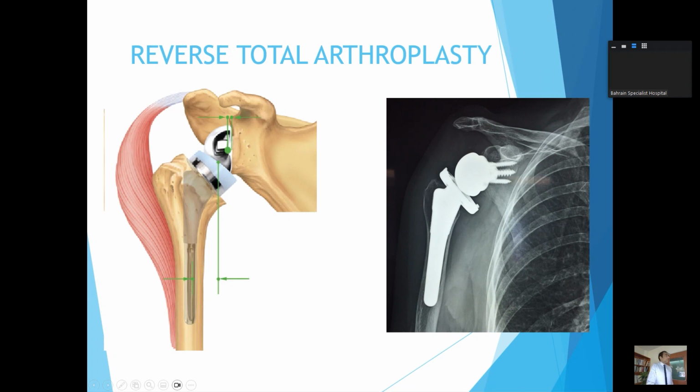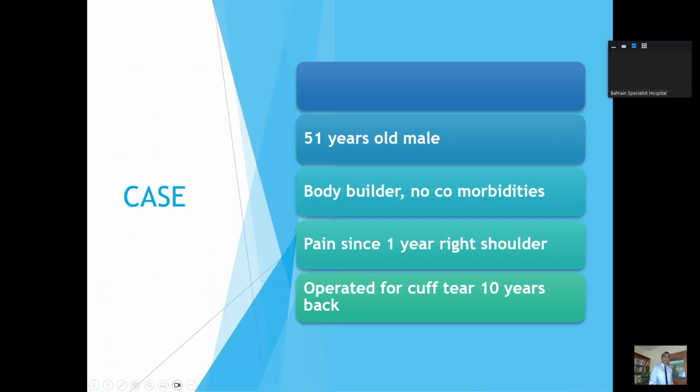This is a newer arthroplasty technique. It's called the reverse total arthroplasty, wherein the ball of the shoulder joint is put onto the glenoid. Normally the ball is present on the humeral head, and the socket is the glenoid. So the arrangement is reversed: the ball is put on the glenoid, and the socket is on the humeral head. This is called the reverse total shoulder arthroplasty.